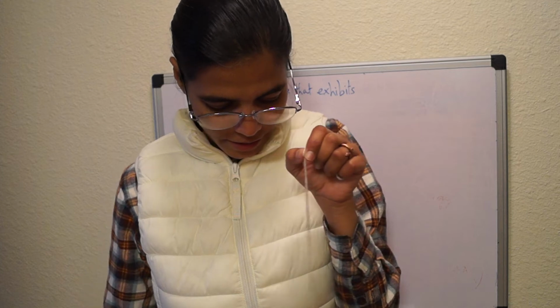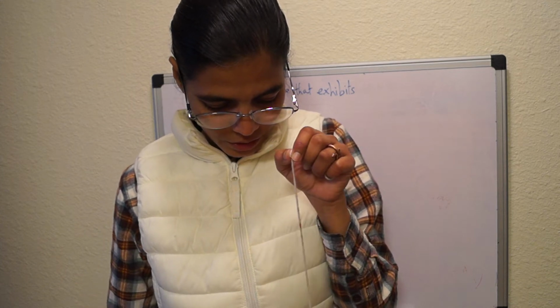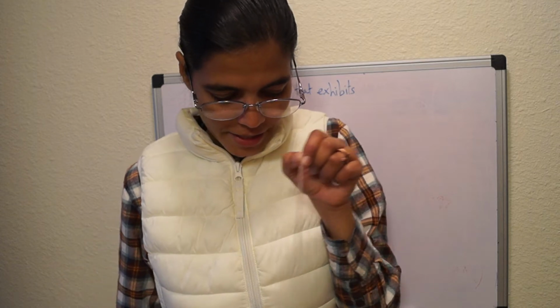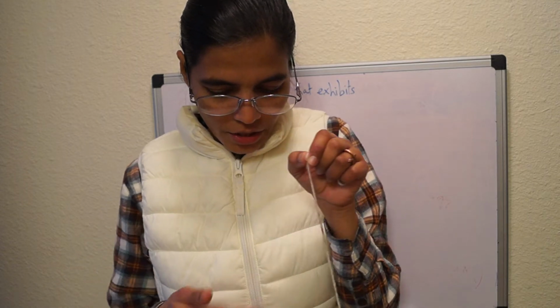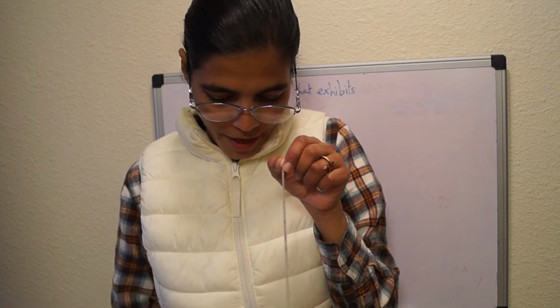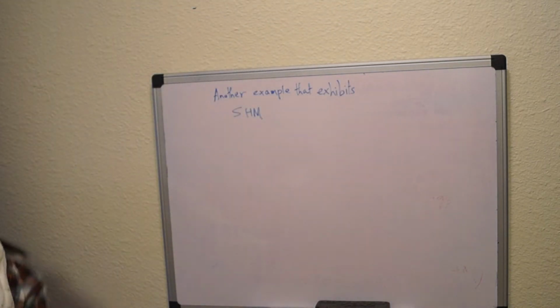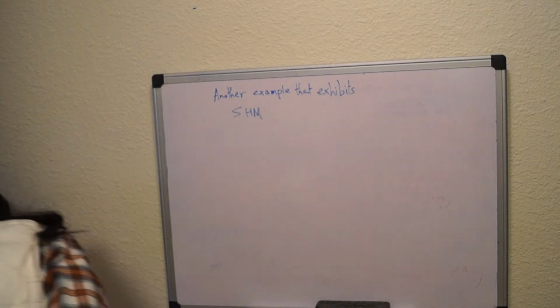Alright guys, so now you can see this, right? This is going back and forth, so it's repeating. Again, repetitive motion. So the pendulum also exhibits simple harmonic motion. Let's try to draw this here.